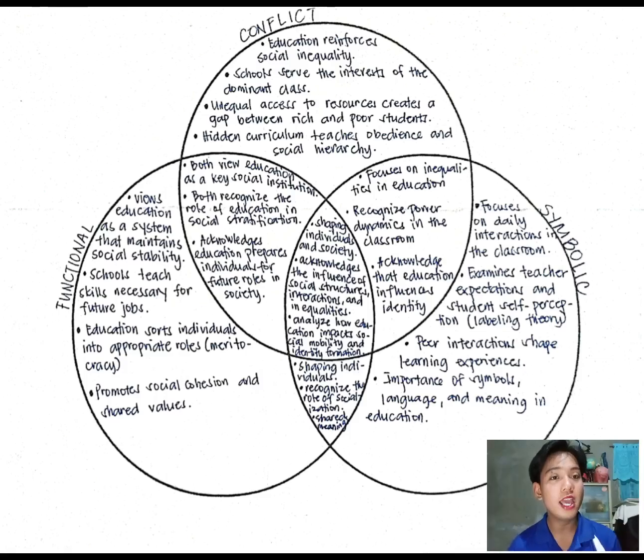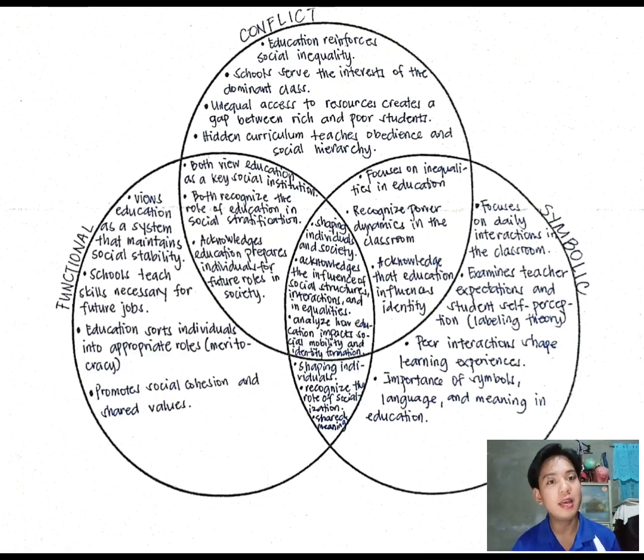The next one is the conflict theory and the symbolic interactionist. Despite their distinct approaches, conflict theory and symbolic interactionism share commonalities in their critiques of education. Both theories recognize the presence of inequalities in power dynamics in education, although they focus on different aspects.